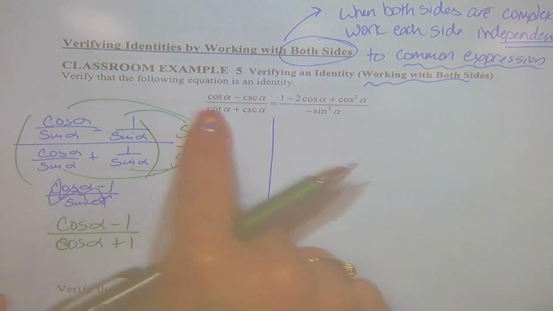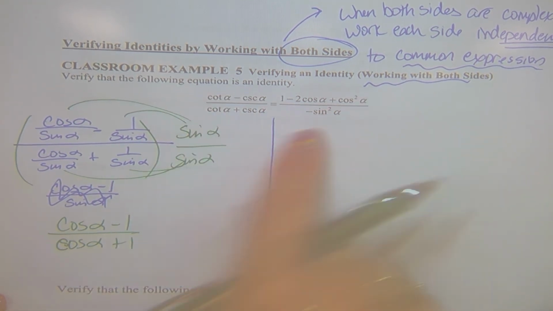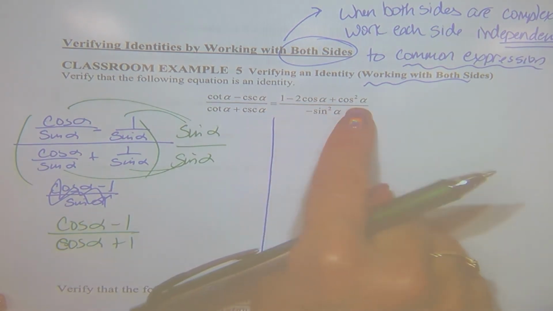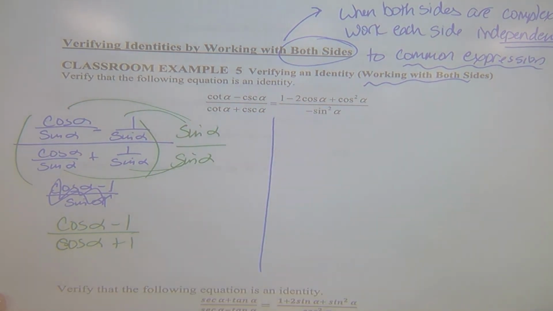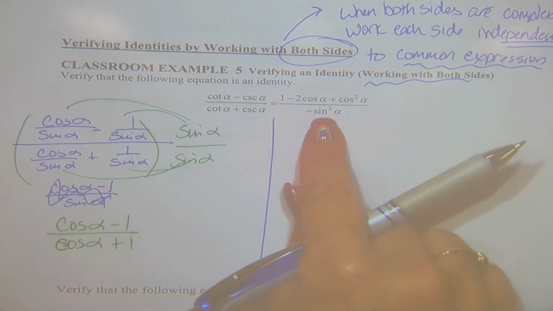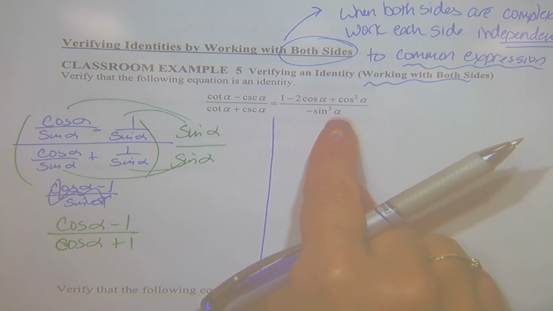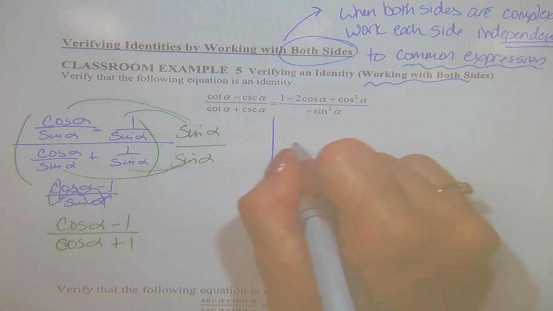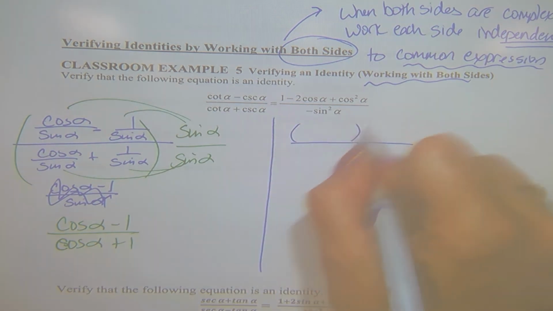Notice that none of these are squared functions. This has a square function. Oh, look at that. That is going to be a perfect square trinomial. Perfect square trinomials factor out to give me common factors. And this minus sine square alpha, I can use a Pythagorean identity for that. All right, so there's a starting place. So let's factor my numerator.